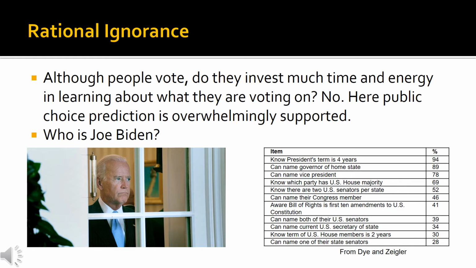Now, 94% of people polled knew that the president's term was 4 years. But as you go down the list, they know less and less. Only 28% could name one of their state senators. Only 30% knew that the House of Representatives' term was only 2 years. Less than 40% could name both of their U.S. senators.